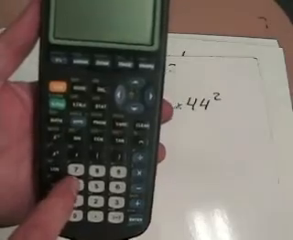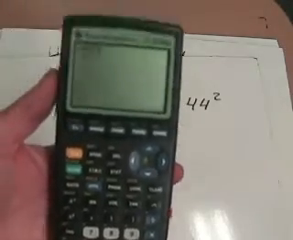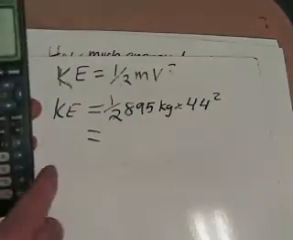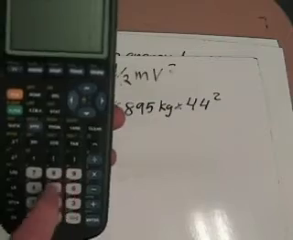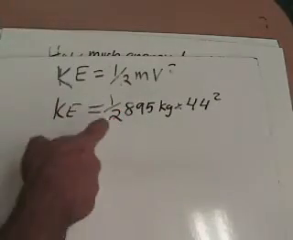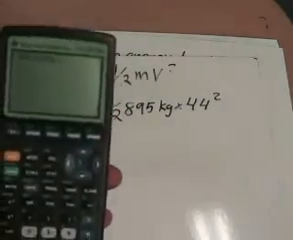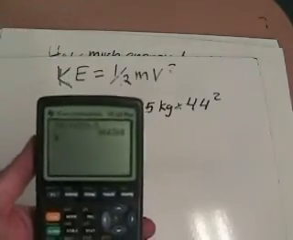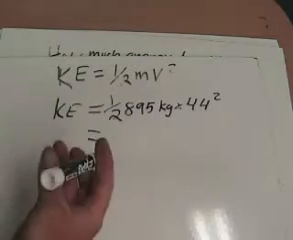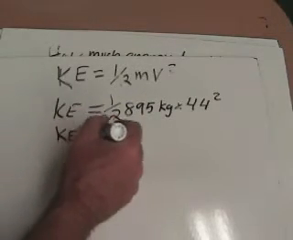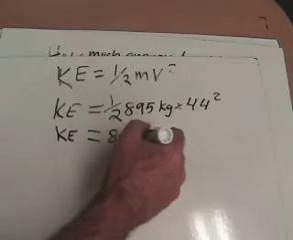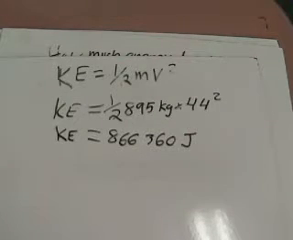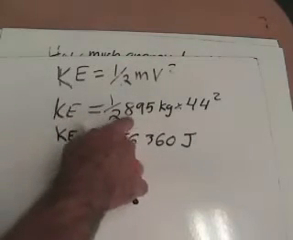I'm going to say 44 squared, and notice it shows 44 squared now, times 895, times, and I'm just going to multiply by 0.5. I could divide by 2, but I'm just going to multiply by 0.5. And there is my answer. Let's just go ahead and write that down. The kinetic energy is 866,360 joules.